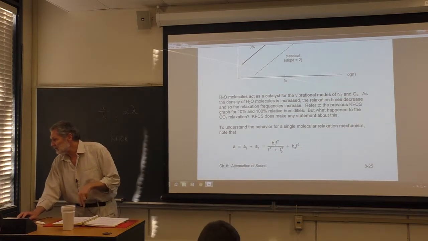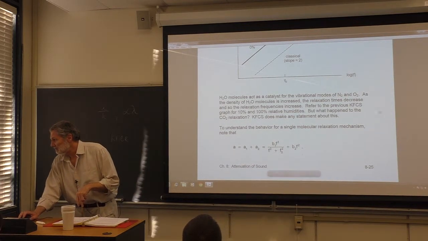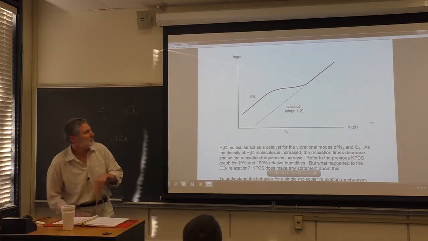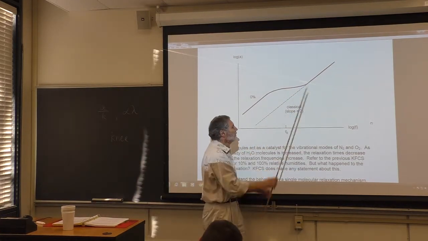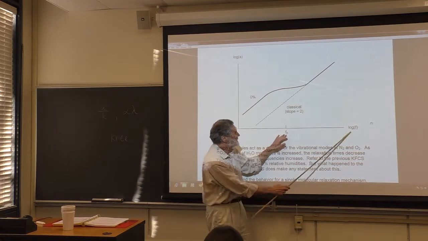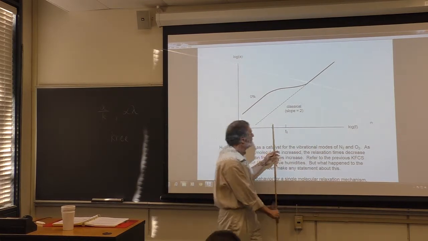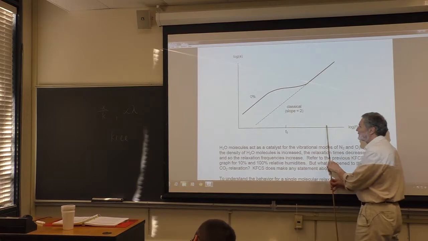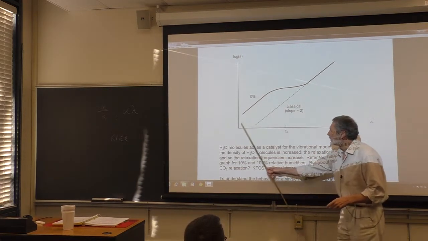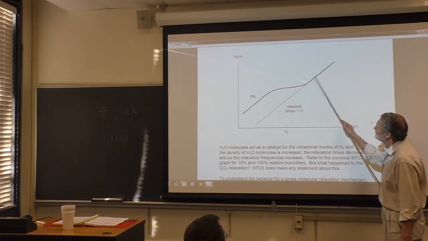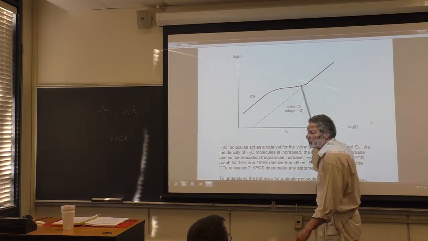And now we just get what? This. We're on here, okay? When we're at frequencies much greater than here. Remember, this is logarithmic here. So this is not twice the frequency. It's a lot more than twice the frequency, okay? This is logarithmic. So we're up here. That confirms this part of the curve.